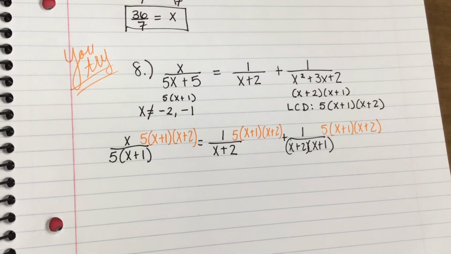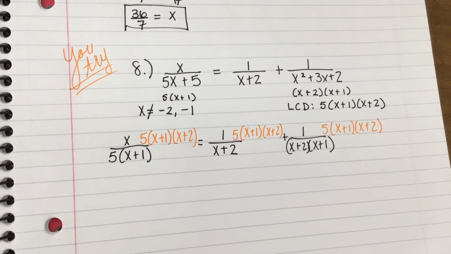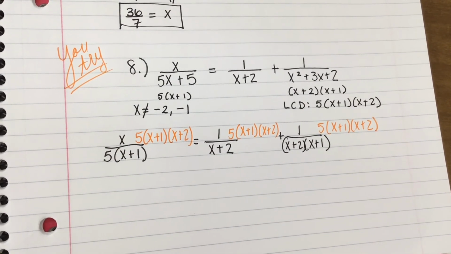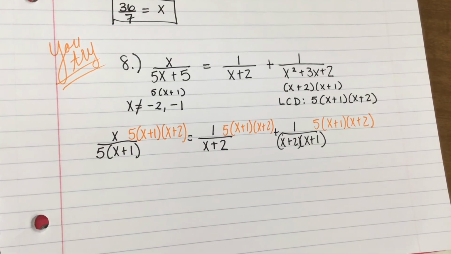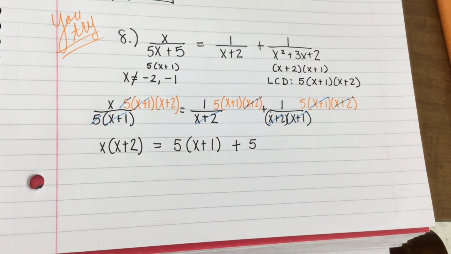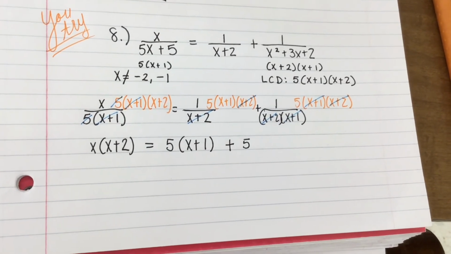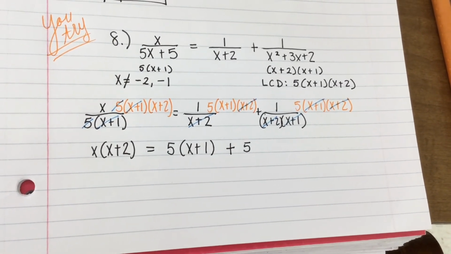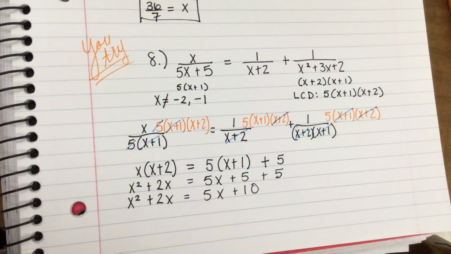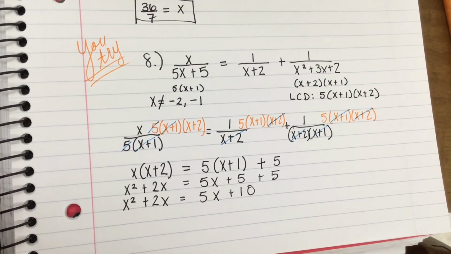When I multiply every single fraction by that least common denominator, I should have no more fractions left after I cancel like quantities. So in that first one, I can cancel out the 5s and the x plus 1s. The second one, I can cancel out the x plus 2s. The third one, I can cancel out the x plus 2 and the x plus 1, so that I'm left with this. I need to distribute everything and simplify everything.